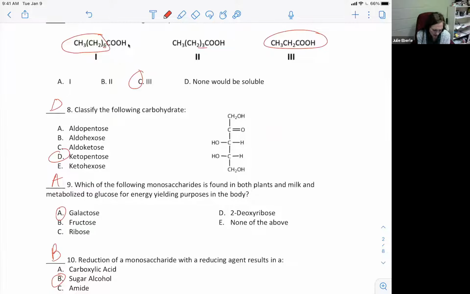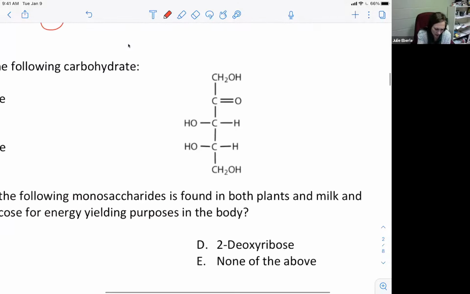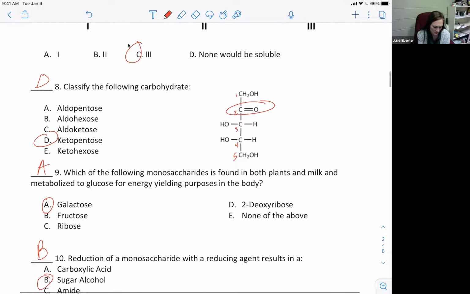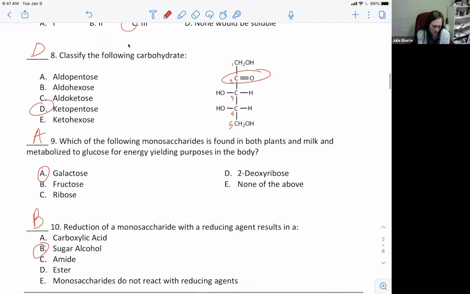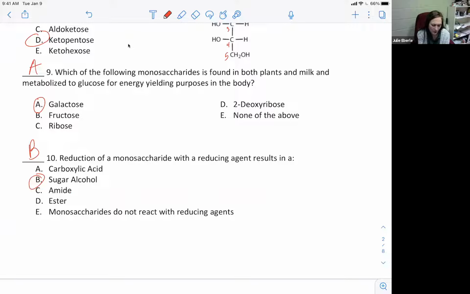D, I think most everybody got D. You just count the carbons, 1, 2, 3, 4, 5. So this is a pentose. And specifically this right here is a ketone group, not an aldehyde. So it's a ketopentose. So D was the correct answer. Which of the following monosaccharides, number 9, is found in both plants and milk, and is metabolized to glucose? You could have written this on your card maybe, but this is galactose. Galactose is found in milk, found in plants as well, metabolized to glucose.